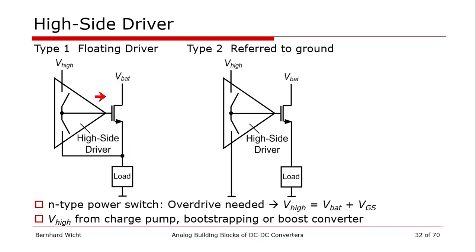And we need to provide a voltage at the gate that is higher than the battery level to keep the transistor turned on. And there are various ways to supply that voltage. In particular, for DC-DC converters, the concept of bootstrapping is very well suited. In addition, of course, we can use charge pumps and we can use boost converters for a proper gate supply.